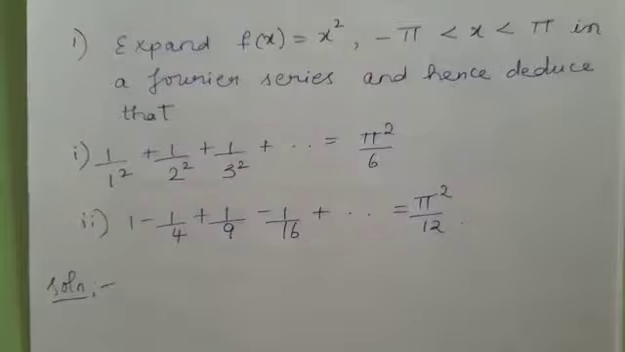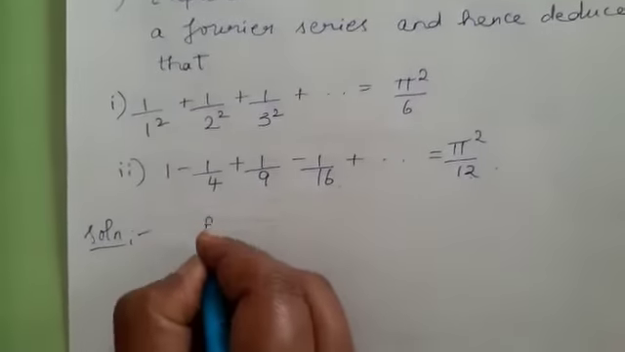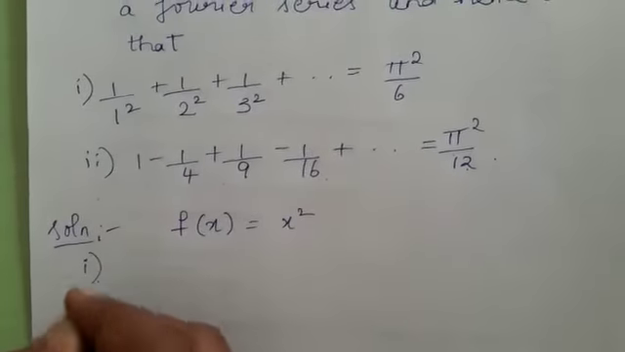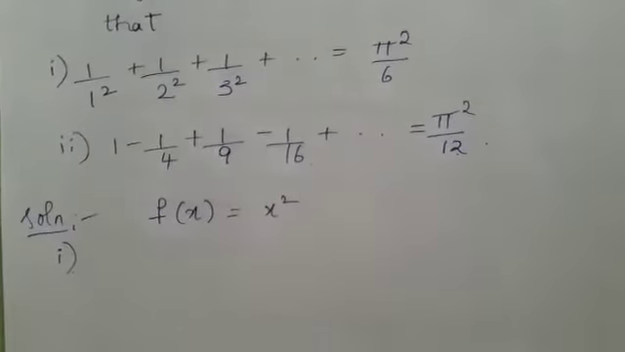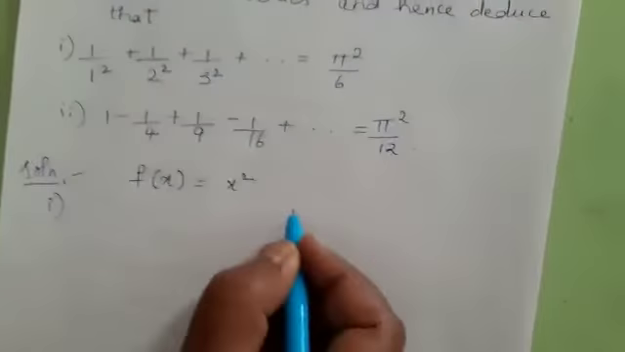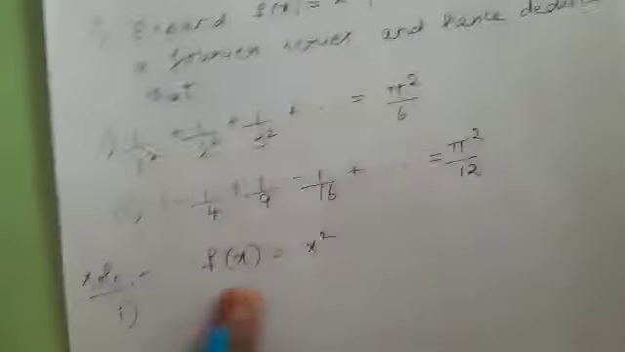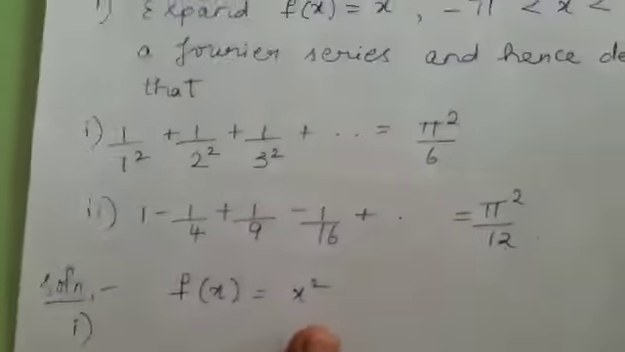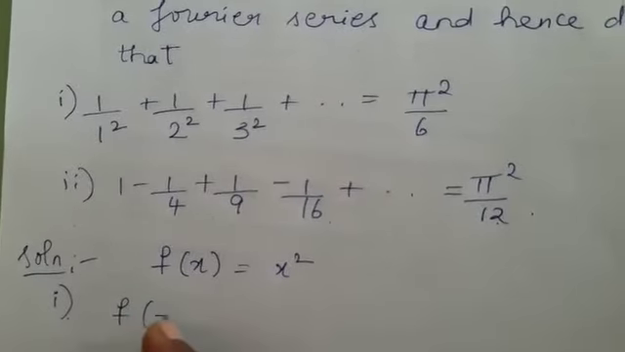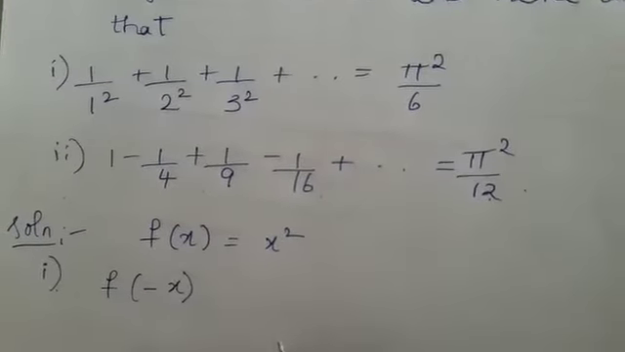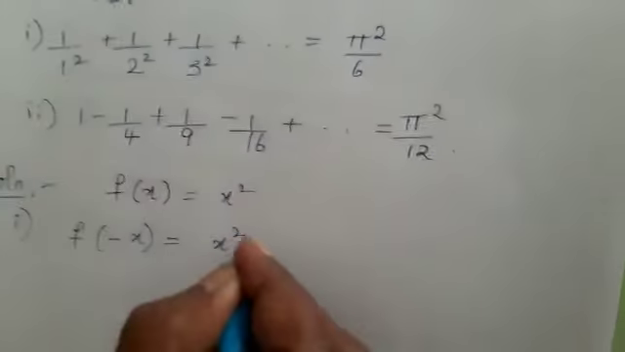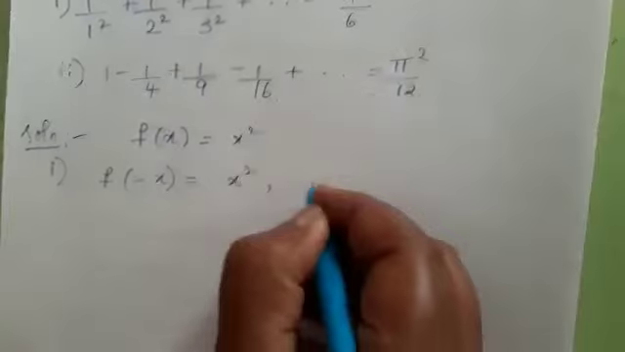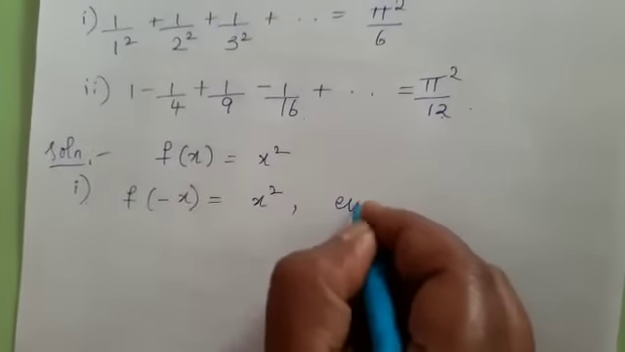Now to solve this problem, first let us consider our function. What is the function? We have f of x is equal to x square. Now let us try to solve the first case. Now we know that f of x is equal to x square. Let us find out whether this function is an even function or an odd function. So when I take f of minus x, what do I get? I get back my function x square again. So therefore we know now the function f of x is an even function.